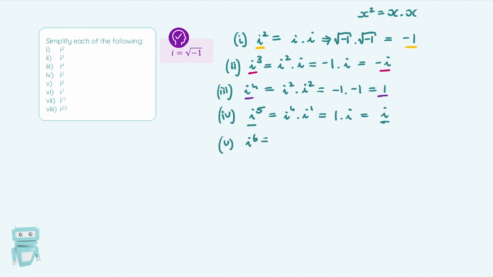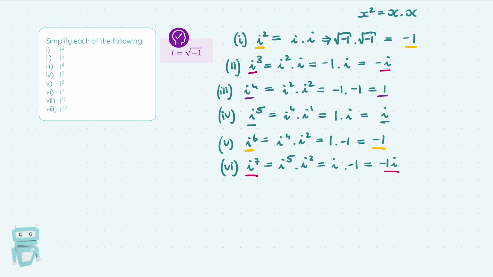i to the power of 6 is i to the 4 times i squared. i to the power of 4 we worked out to be 1, and i squared times 1 gives us minus 1. So i to the power of 6 is minus 1. i to the power of 7, and we should hopefully see a pattern emerging now, is i to the power of 5 times i squared, or i to the power of 4 times i cubed. i to the power of 5 worked out to be i, and i squared is minus 1, which gives me minus 1 times i, or minus i.